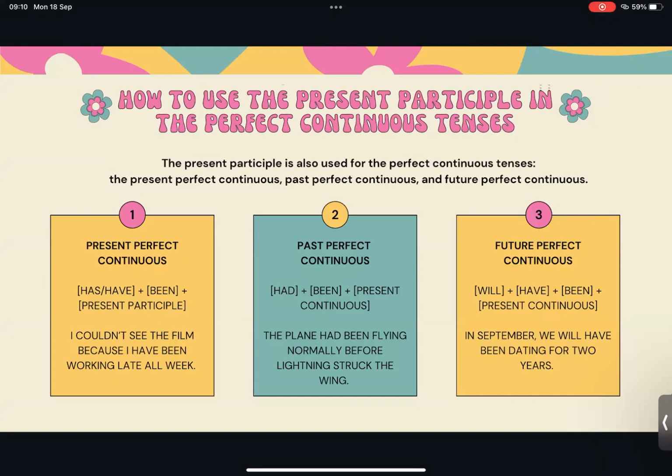Third, the future perfect continuous form is will plus have plus been plus present participle. For example, in September, we will have been dating for 2 years.